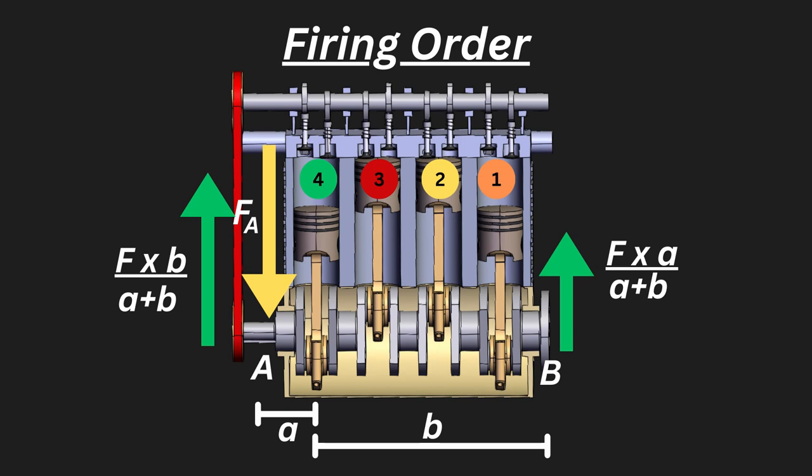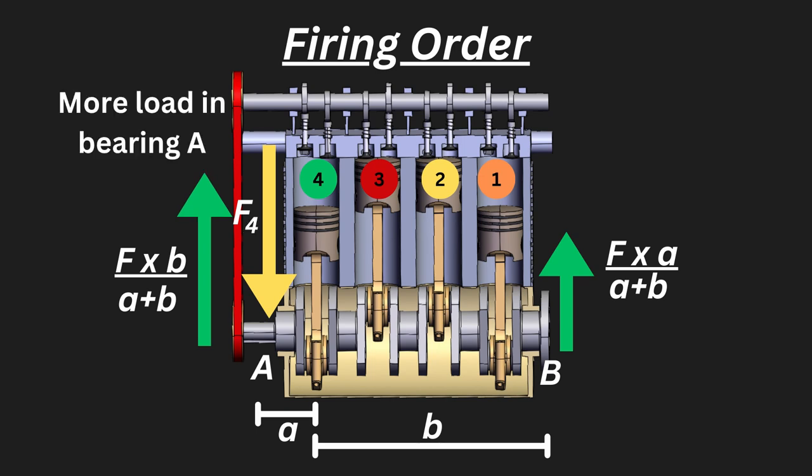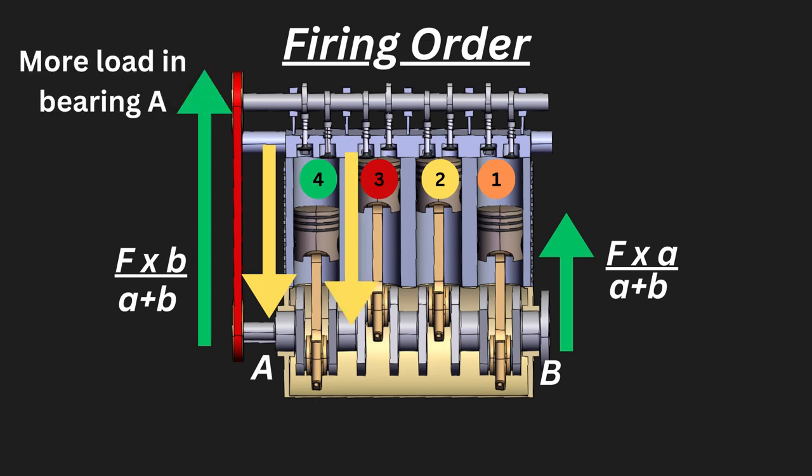Now, if we look at this right here, we can see that bearing A is having to exert a lot more force than bearing B because its numerator is greater. So if we fire the second cylinder right after the first, it would cause too much load on bearing A rather than bearing B.